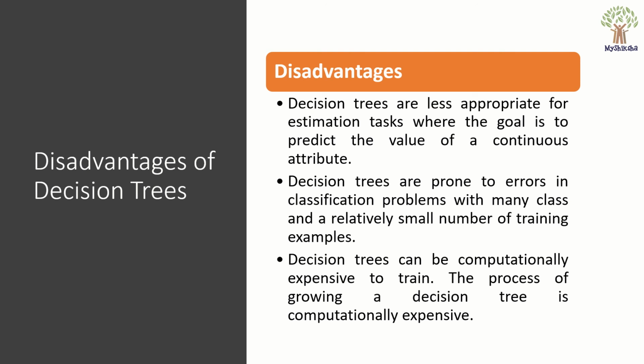The kind of results that you may get using linear regression, you will not be able to achieve with the help of a decision tree. And decision trees are very much prone to errors in classification problems with many classes and a relatively small number of training examples. So you need a lot of data to actually process a decision tree.